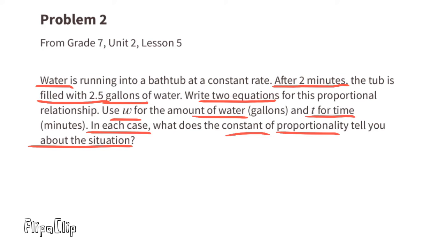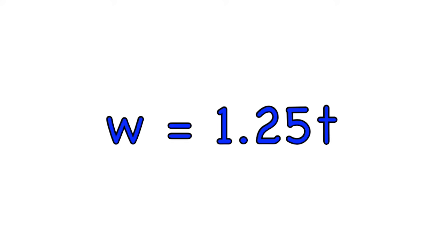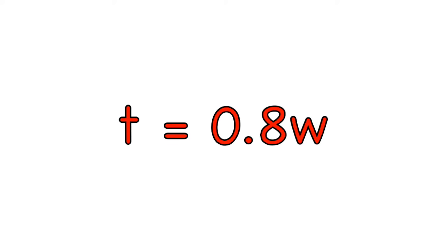The first equation is W equals 1.25 T. This means every minute the amount of water increases by 1.25 gallons. The second equation is T equals 0.8 W. This means every 8/10 of a minute the amount of water increases by 1 gallon.